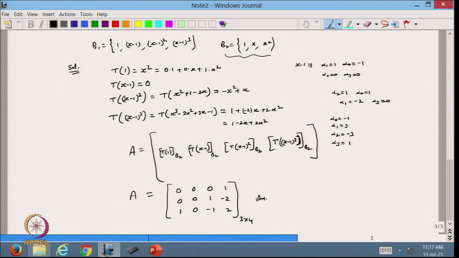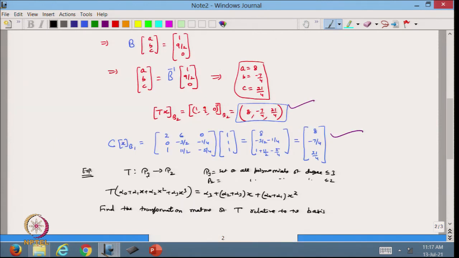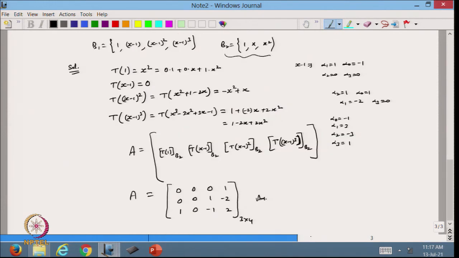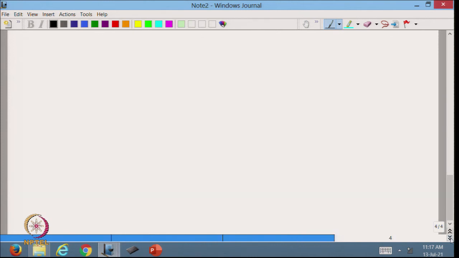because we are taking the linear transformation from P3 to P2. So, it is a dimension 4 and dimension 3. So, we are getting the matrix 3 by 4. Now, the same way we can define another example.